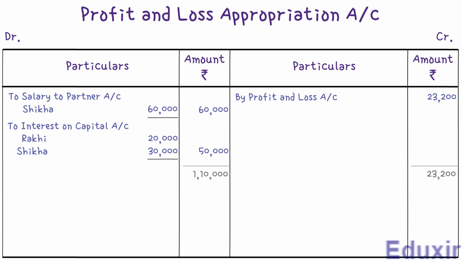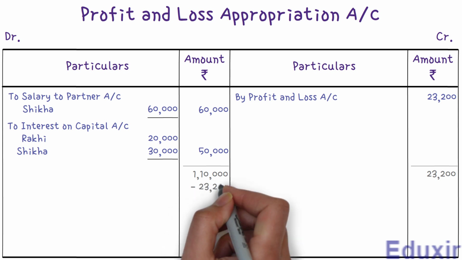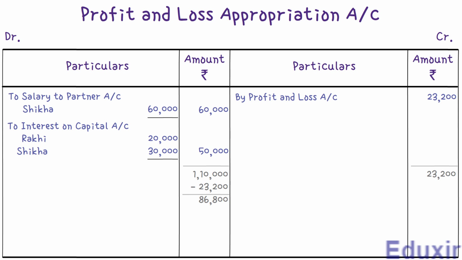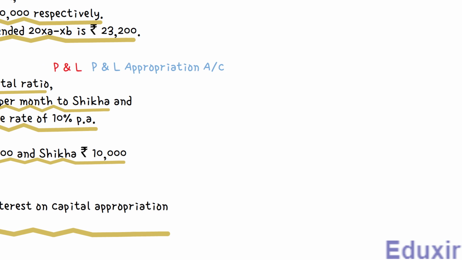From the total on the debit side, which is 1,10,000 rupees, if we subtract the total on the credit side, which is 23,200 rupees, we get 86,800 rupees. Now, this 86,800 rupees is a debit balance, right? A debit balance in the profit and loss appropriation account represents a loss. So, this loss amount should be distributed among the partners in their profit or loss sharing ratio.